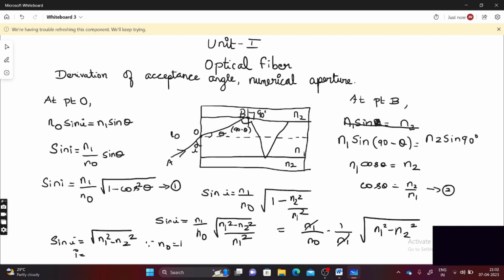So i is equal to sine inverse of root of n1 square minus n2 square. So i is said to be the acceptance angle.